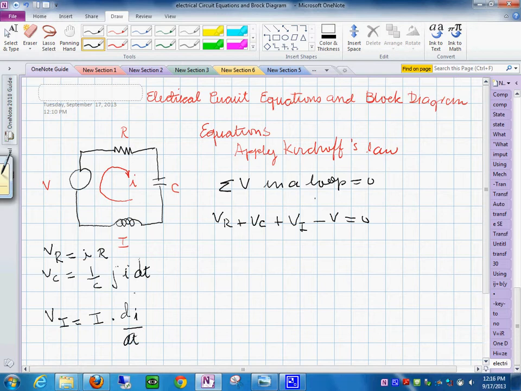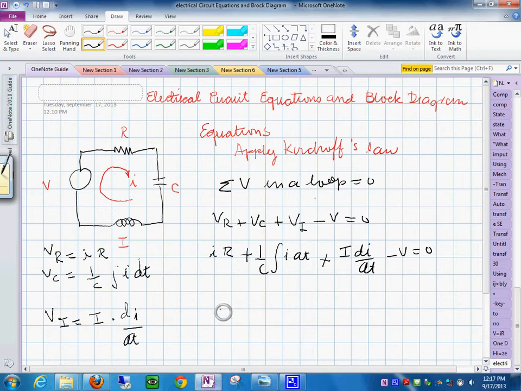Yeah? So if we put this all together, we could end up with this: I times R plus 1 over C integral of I dt, and then you have the other voltage for the inductor, L times di dt, minus V equals 0.